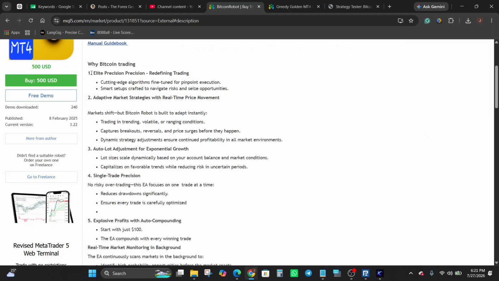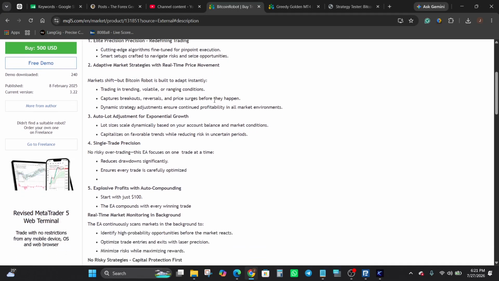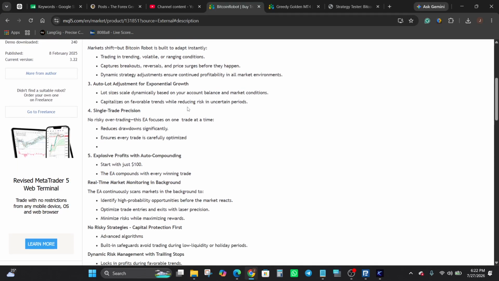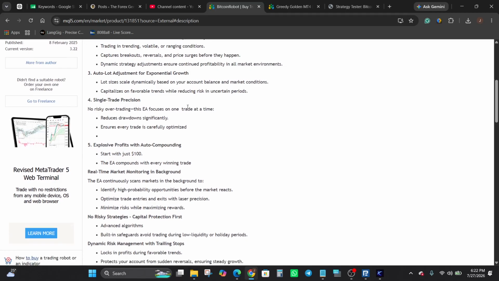Another point mentioned is that the EA focuses on one trade at a time rather than opening multiple simultaneous positions. If that is how it is configured, it could help keep overall exposure lower compared to systems that stack numerous trades together. The marketplace page also highlights features such as background market monitoring, trailing stop management, continuous automated trading, and built-in safeguards intended to avoid trading during periods of low liquidity or holidays.